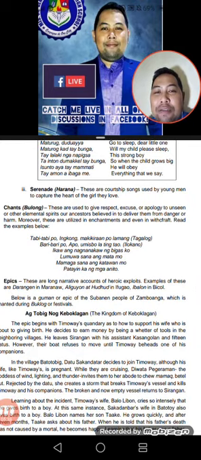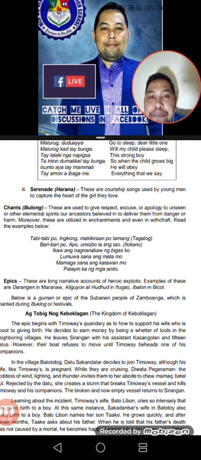Anyway, so chants, the bulong. These are used to give respect, excuse, or apology to unseen elements or spirits that our ancestors believed could deliver them from danger and harm. Moreover, these are utilized in enchantments and even in witchcraft. So here, tabi-tabi po, it's a chant or bulong.